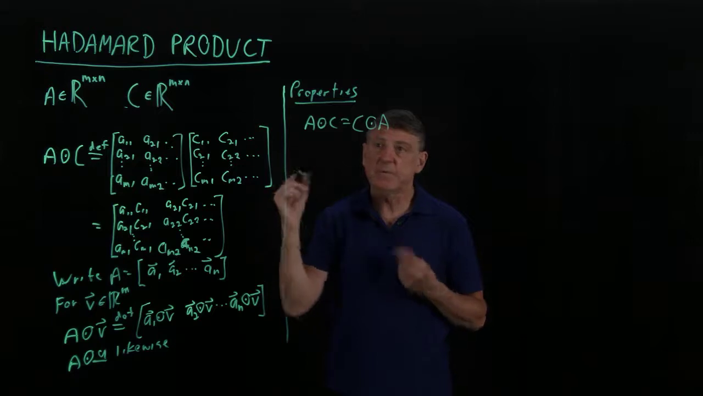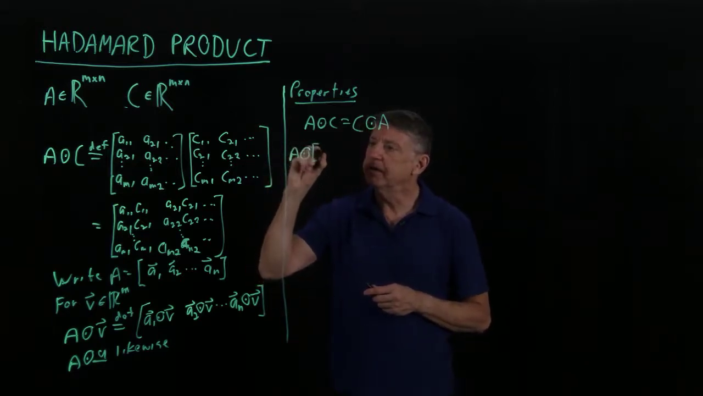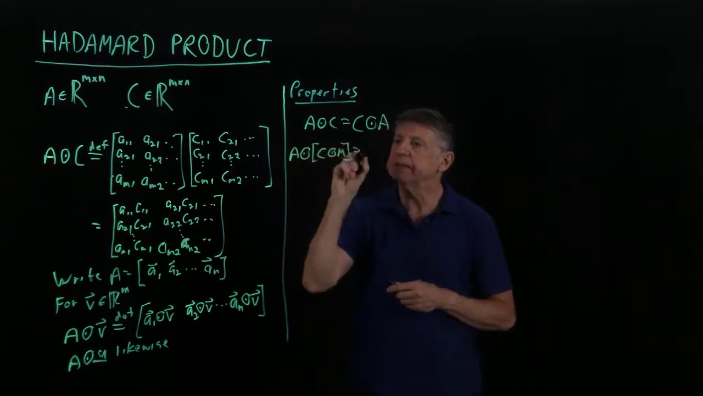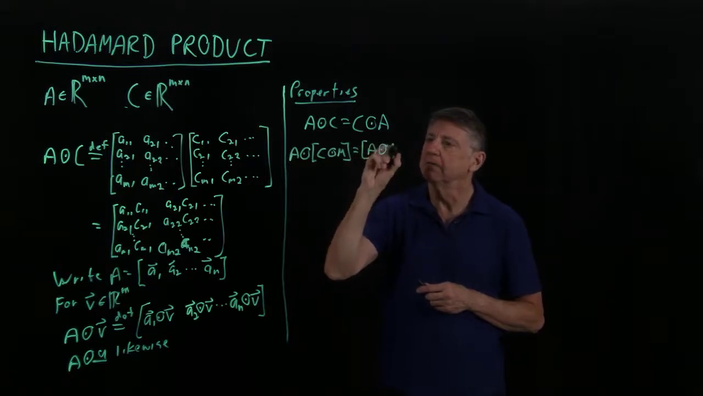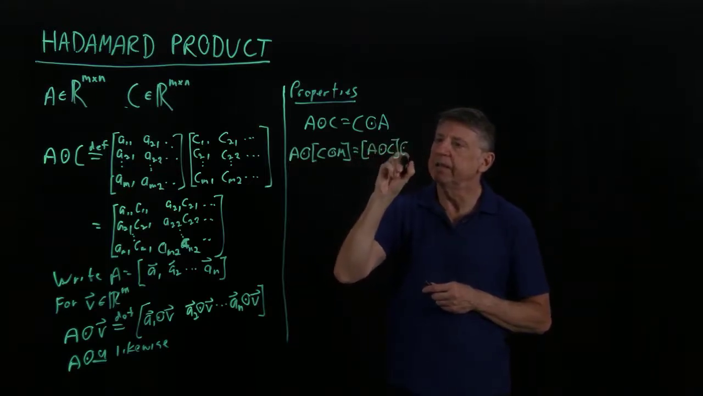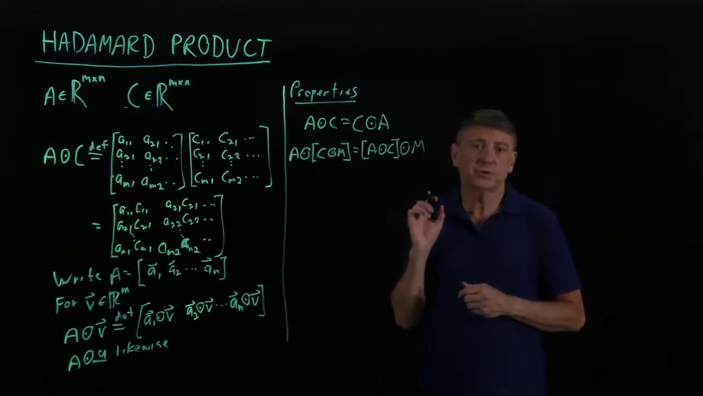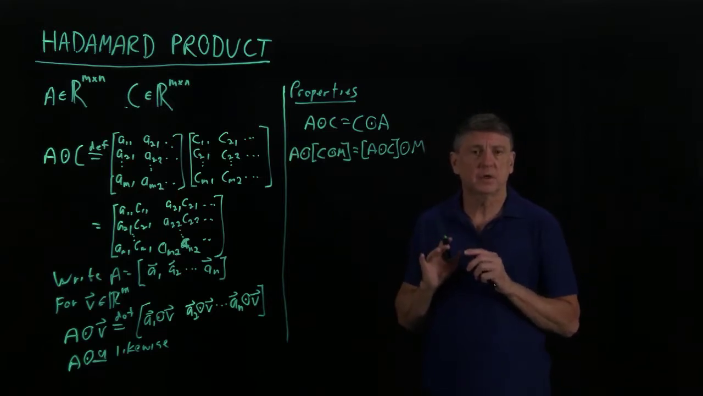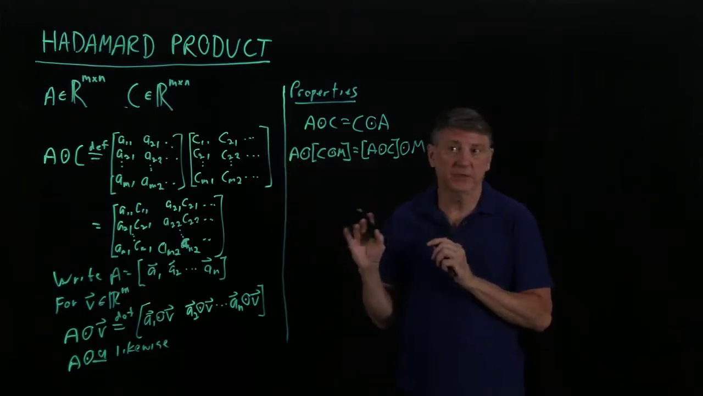So if we have 3 matrices, the Hadamard product of A with the Hadamard product of C and M is the same as taking the Hadamard product of A with C and then the Hadamard product with M. It also distributes over addition. We have to be very careful with the Hadamard product in figuring out the size of the matrices to make sure that everything works out.